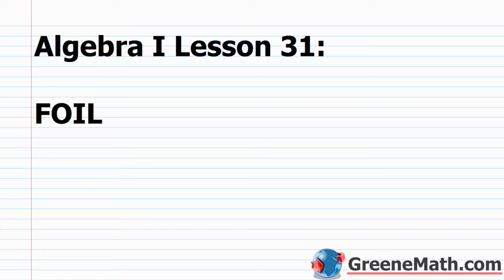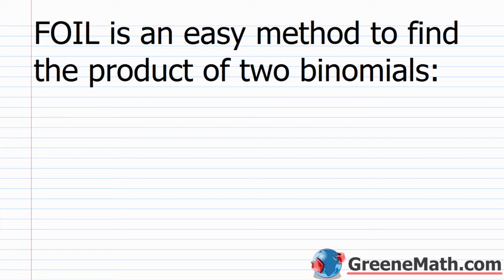In this video, we're going to learn about FOIL. All right, so in the last lesson, we learned all about how to multiply two or more polynomials together. Now, in this lesson, we're going to focus specifically on an easy method to get the product of two binomials. So that's what FOIL is. FOIL is an easy method to find the product of, again, two binomials.